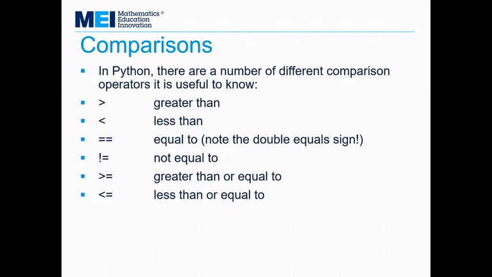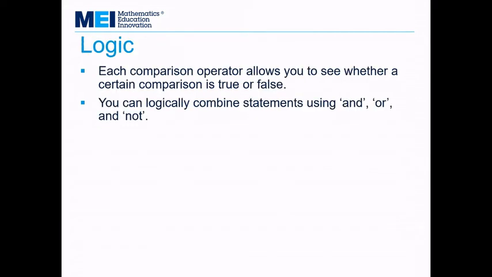To see whether something is greater than or equal to, you use the greater than sign followed by equals, and to see if it's less than or equal to, you use the less than sign followed by equals. It makes more sense once you start thinking about this in terms of logic. So each comparison operator allows you to see whether a certain comparison is true or false. So let's switch to the shell and try some of these out.